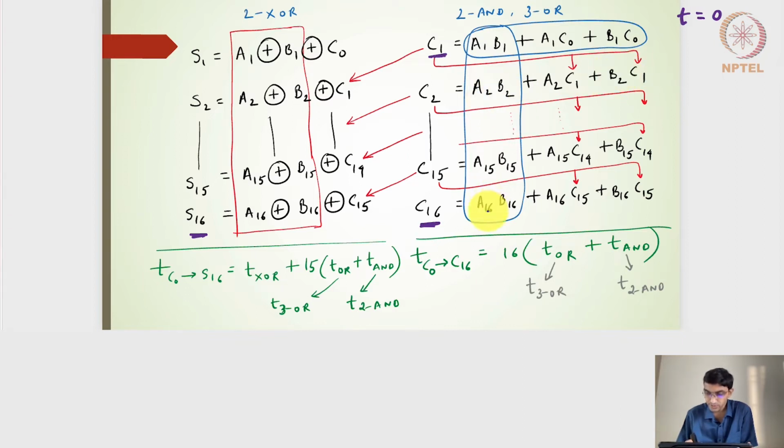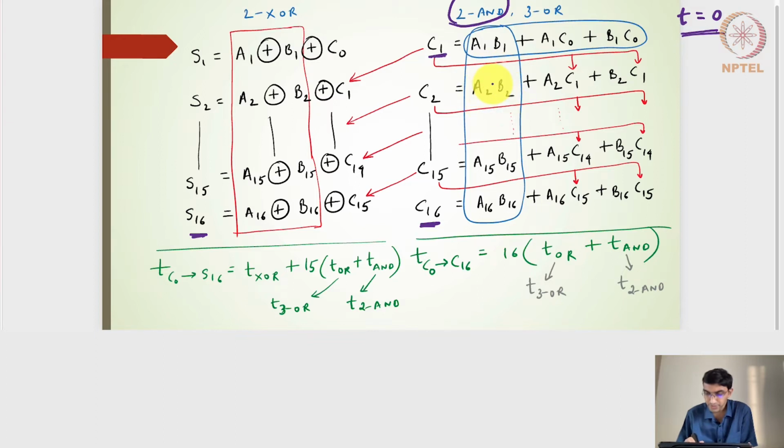Notice that A2 B2 through A16 B16, in fact all of this, I have annotated with the bounding box here. A1 B1, A2 B2, A16 B16 can be generated because all of the inputs are available at time t equal to 0. So this will be generated if I have a lot of parallel 2 input AND gates. Then all these outputs of A16 B16, A15 B15, A2 B2 and A1 B1 will be generated at the same time, right? That will be the delay of a 2 input AND gate.